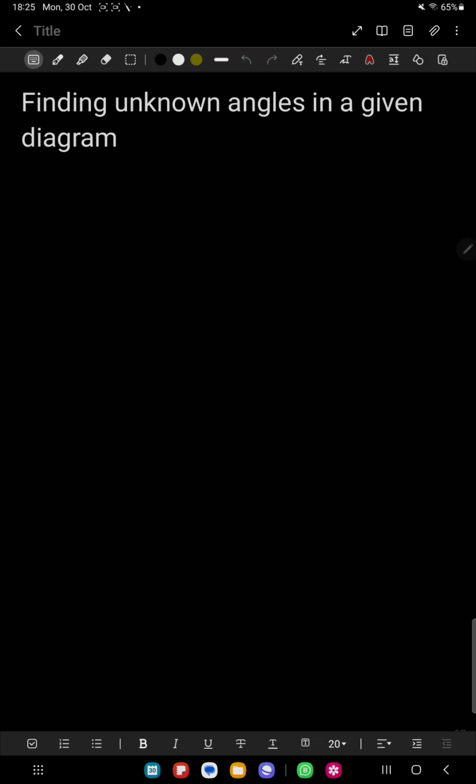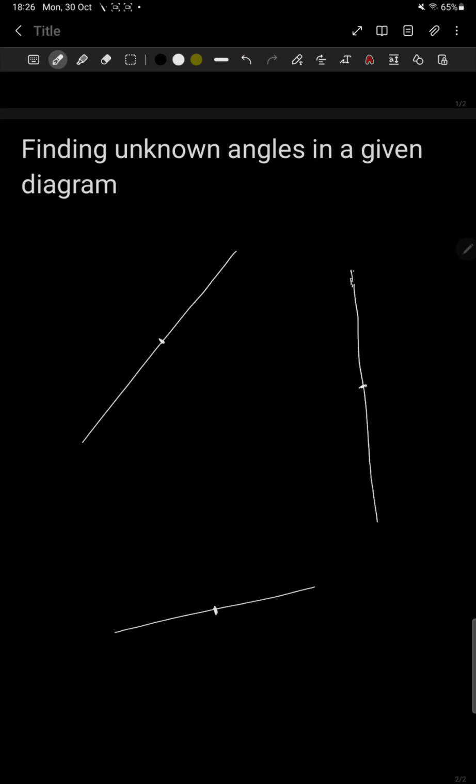Today our topic is finding unknown angles in a given diagram. Students, remember, whenever there is a straight line, the angle on a straight line must be equal to 180 degrees. So this angle will be 180 degrees, this angle will be 180 degrees, and this angle will also be equal to 180 degrees. So whenever there is a straight line, the angle on it will be 180 degrees. So all these angles on the first line, second line, third line, the total angle is equal to 180 degrees.